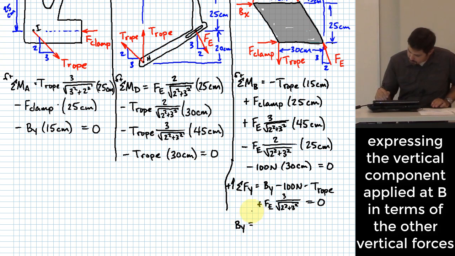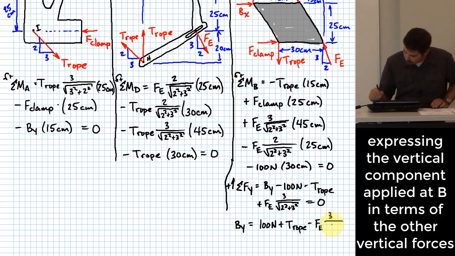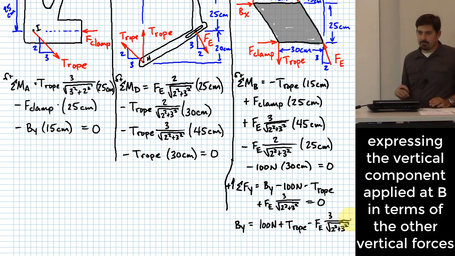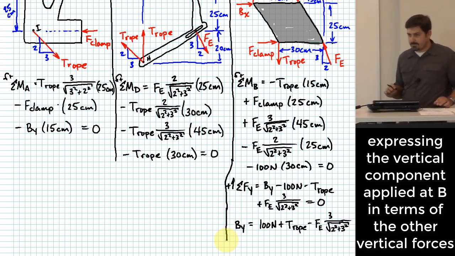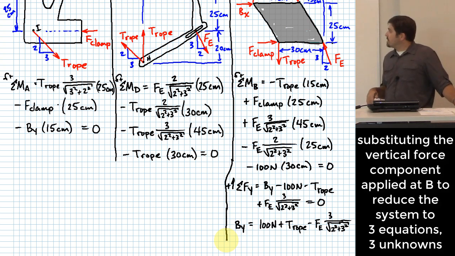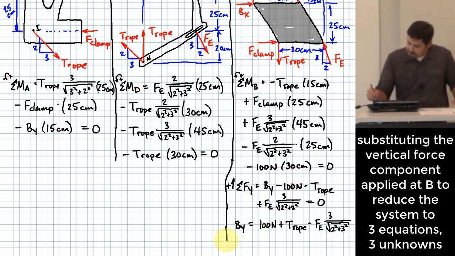BY is equal to 100 newtons plus T-rope minus FE times 3 over the square root of 2 squared plus 3 squared. That'd be valid. Why do you think I might want to do that? Yeah, someone says plug it in. I can plug it in. This variable right here is this variable right here, so I can do a substitution.